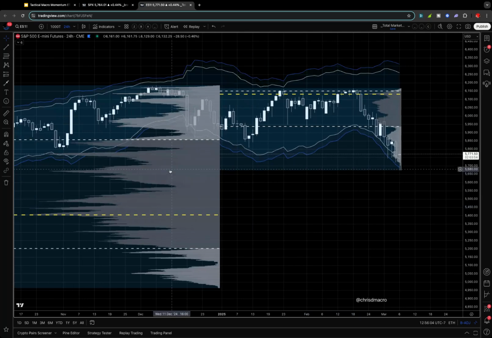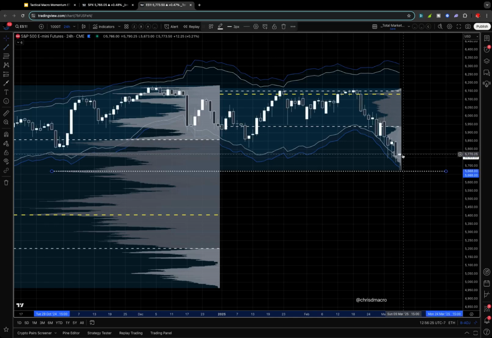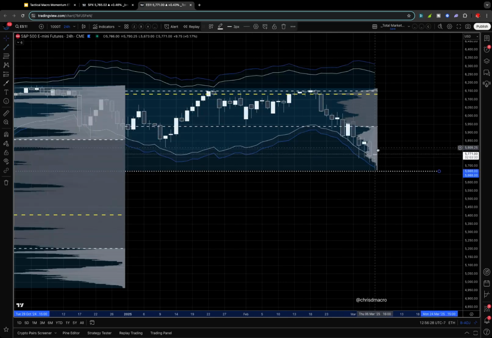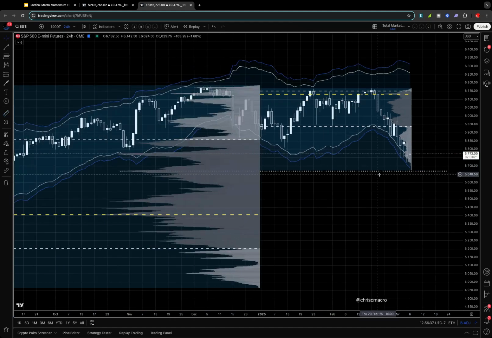So today we got down into this high volume node of 56, whatever it is, somewhere from like 5680 to 5650 area. Today got down to 5673. So that's right into that support area, this high volume node. And we reacted up off that pretty strongly. That's about a 2% move on the day off of that support level.